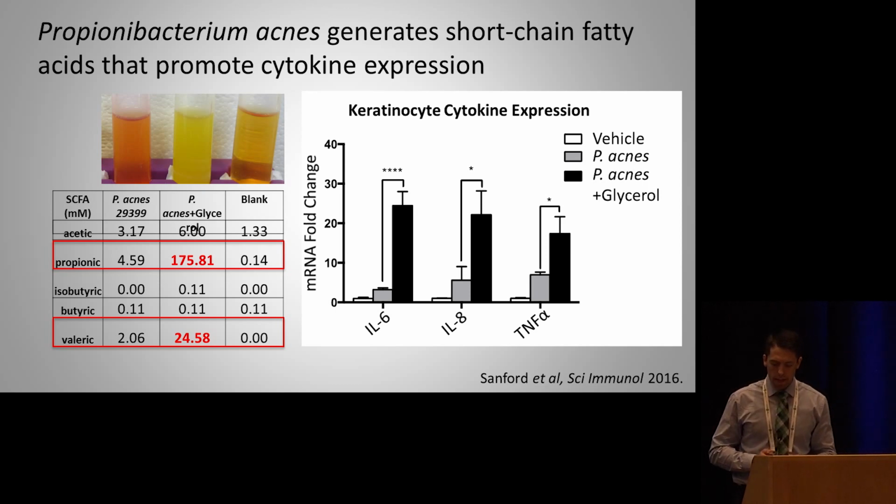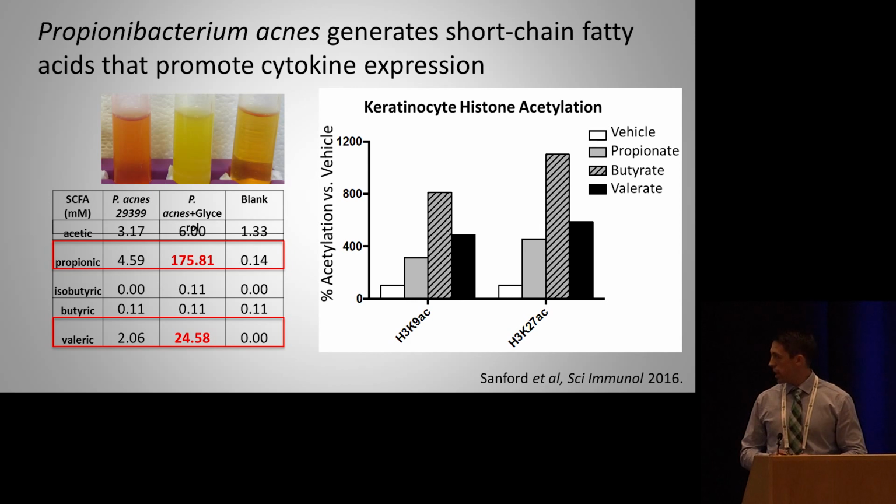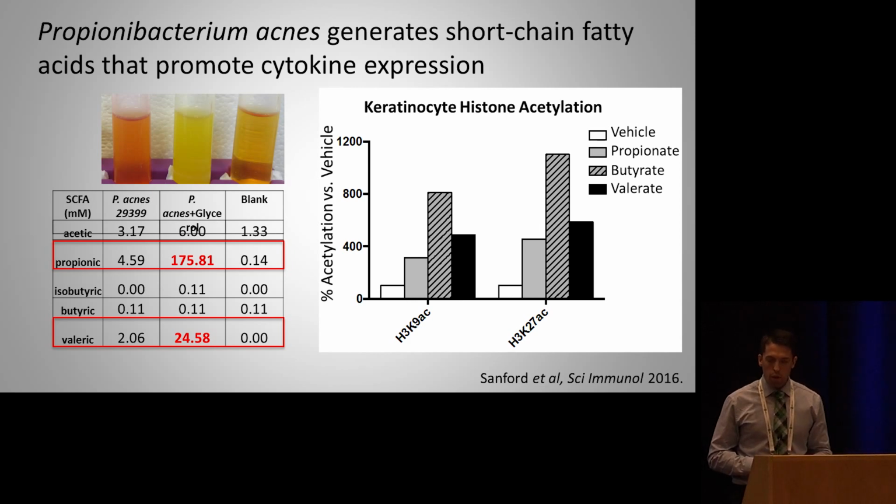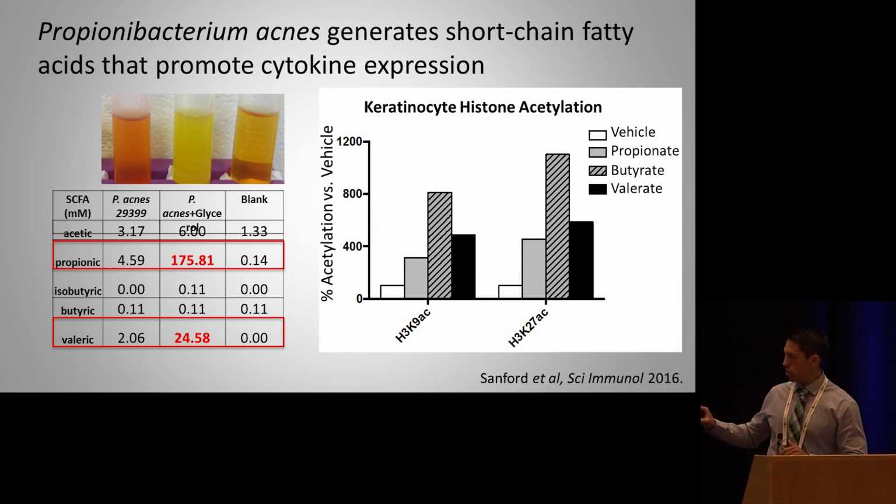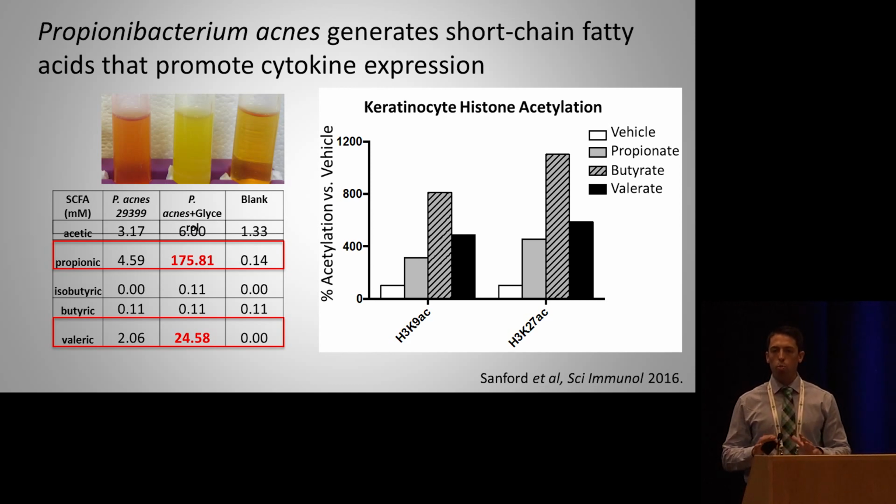And what do short-chain fatty acids do? One thing that they do is they interfere with host epigenetic processes. They inhibit the activity of histone deacetylase enzymes. So this graph shows that when we treat keratinocytes with propionate, butyrate, or valerate and look at global levels of histone acetylation, you see increased histone acetylation, indicating that HDAC activity has been inhibited.